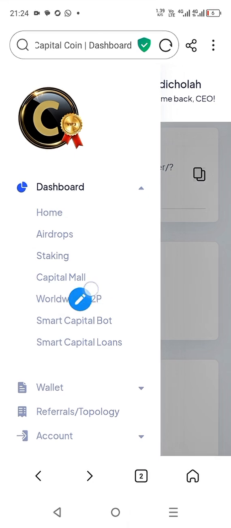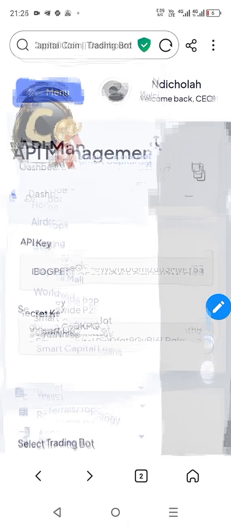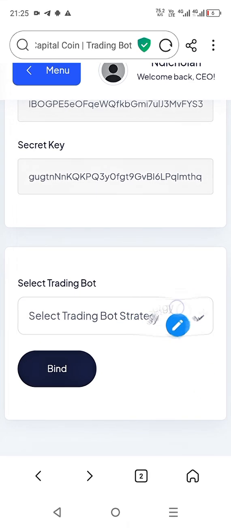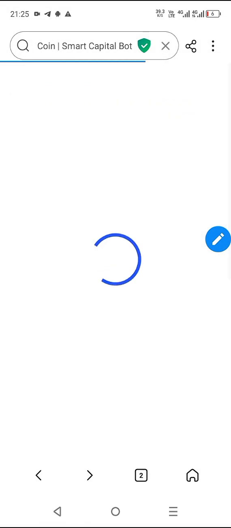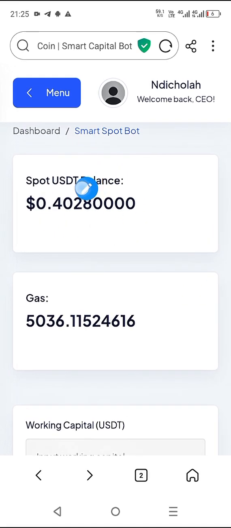So just come here to the Smart Capital bot, where you want to initiate a trade. Come down, then select trading bot strategy, either spot. The moment you click on spot, you click on bind, then you click on OK. So let me say your working capital on spot balance is $500 downwards, you have to divide it into 4 or 5. Let's say you divide it into 5, for instance, it means $100 in 5 places. That's the meaning.